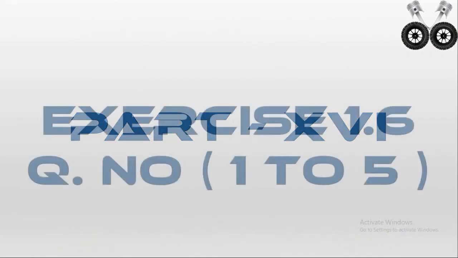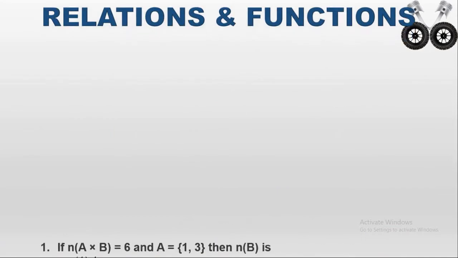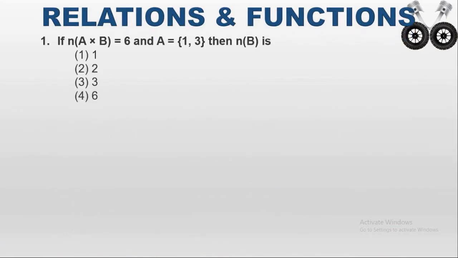Part 16, exercise 1.6, question number 1. If n of A cross B equal to 6 and A equal to set of 1, 3, then n of B is. So what is the problem given here? n of A cross B equal to 6. That means the number of elements in A cross B is 6. Then A equal to set of 1, 3 is given.